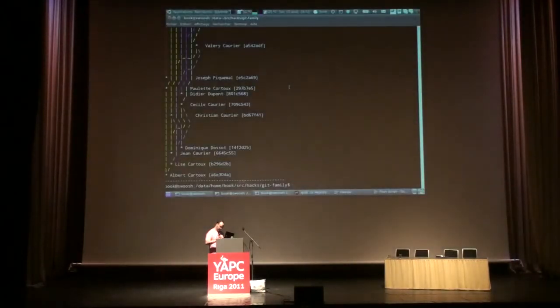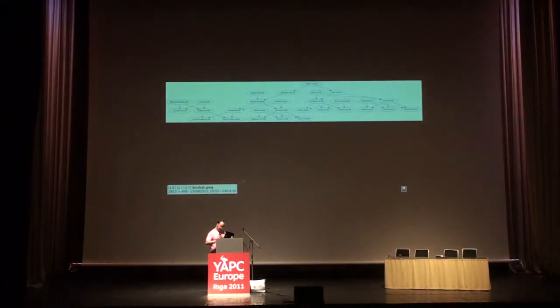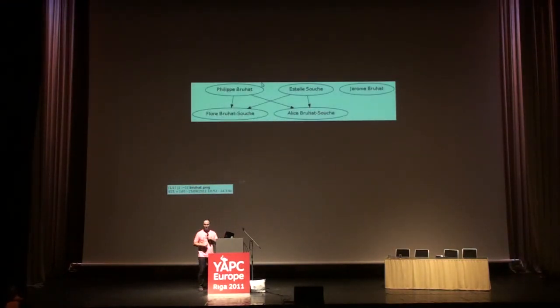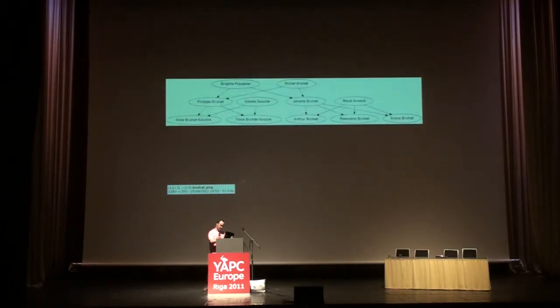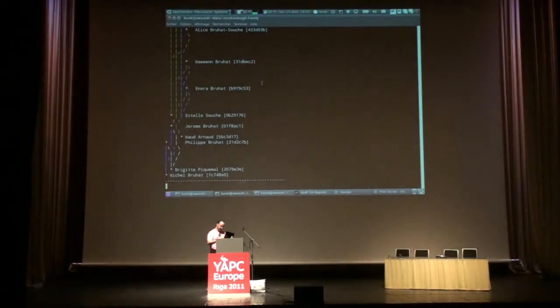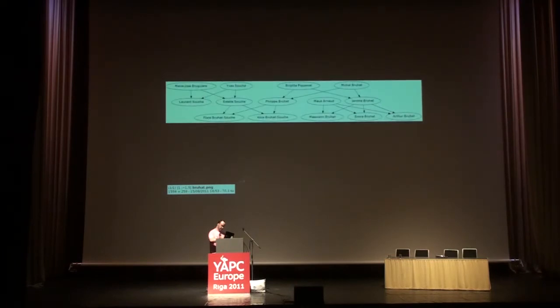So let me start again. That was the first Git tree, and it's shown with that module that does graphs. So then I run it again, I have people, and it changes more people to my family, and again, there are more people, and so on.